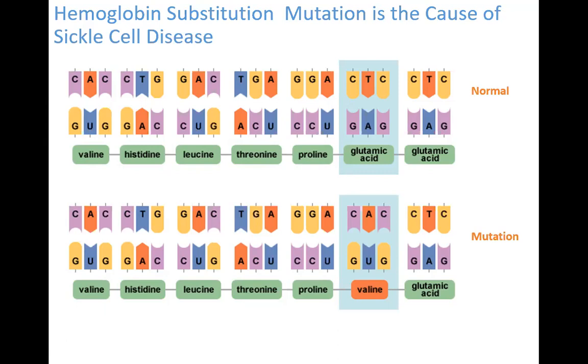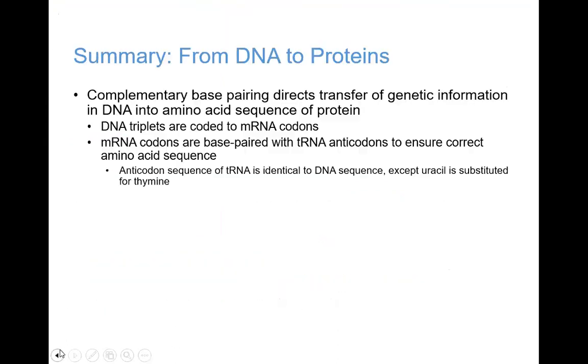Now, if you look at the mistake here, valine is very, very similar to glutamic acid. Glutamic acid is GAG and valine is GUG. One little mistake. Let me go back to the big chart.